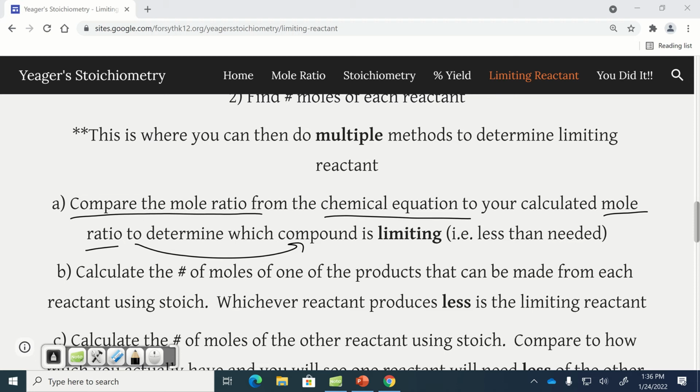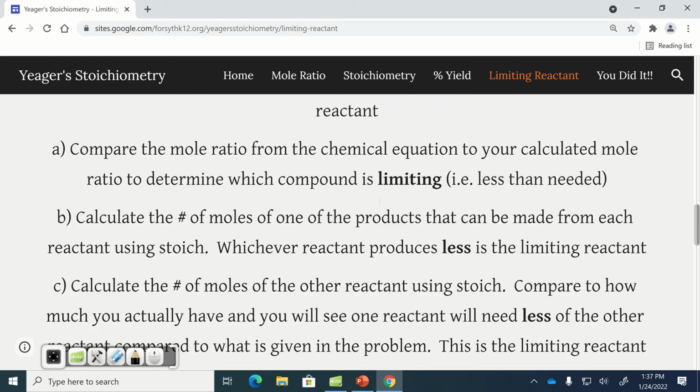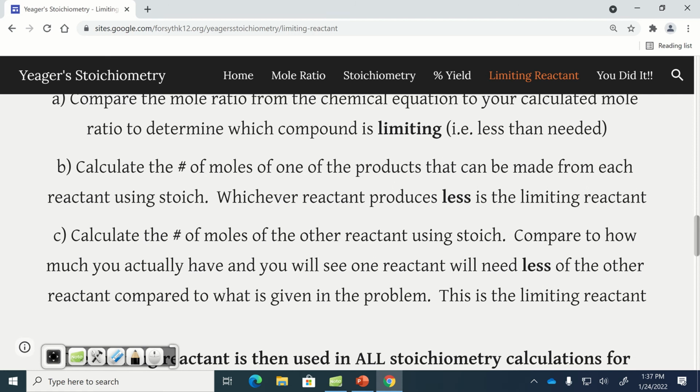So I can compare the mole ratio from the chemical equation to the one that we calculate using step number 2, finding the number of moles of each of the reactants. So that's one method. Some people really don't like that method. It is technically the fastest method, but you have to have number sense and be able to see the difference in the ratios and know which one is messing it up. Now, okay? The probably most common way to do it is this way, part B.